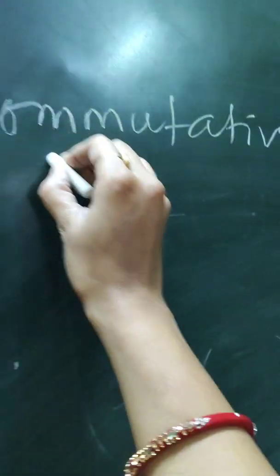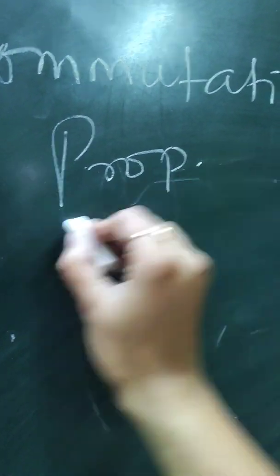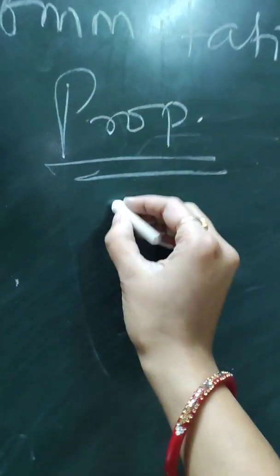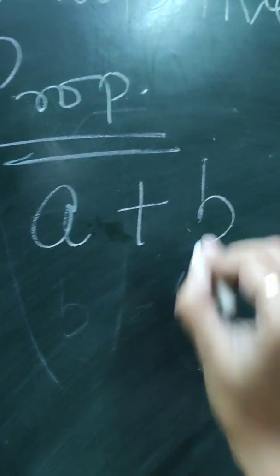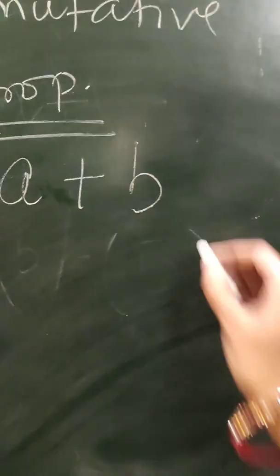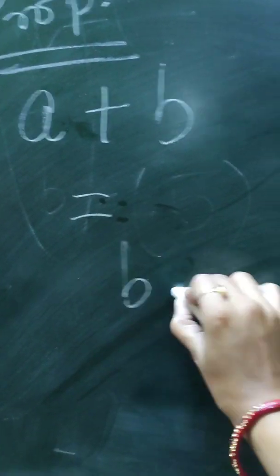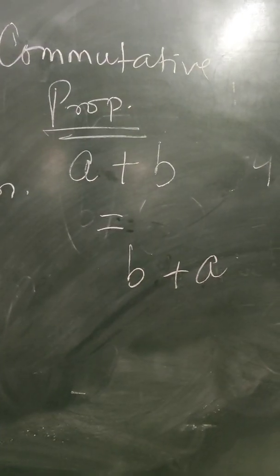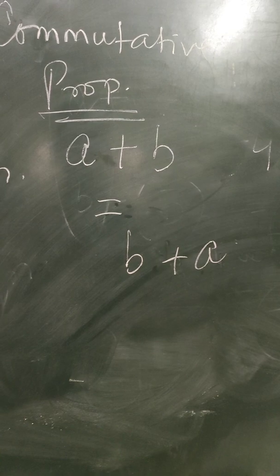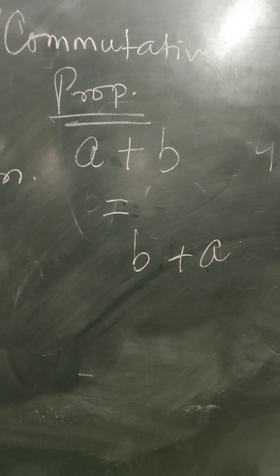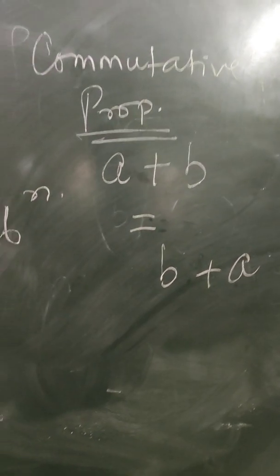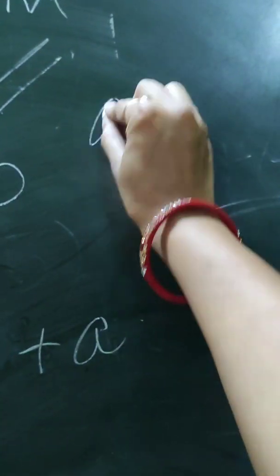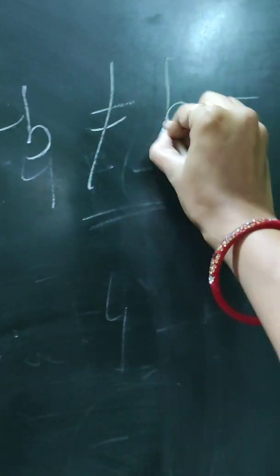Commutative property. The commutative property says that, for example, if I have taken two integers a and b and I add them, this happens in the case of addition: a plus b is also equal to b plus a. However, this particular commutative property does not apply to subtraction. That means a minus b is not equal to b minus a.